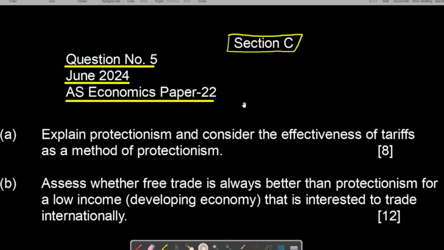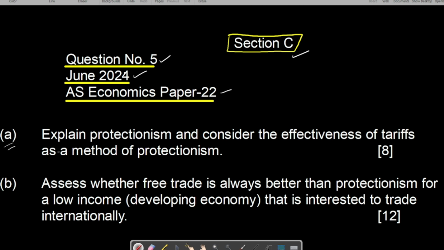So in this class I'll be discussing question number 5 of the June 2024 exam series, and this is from macroeconomics section C, and the exam was for AS paper 2 and variant 2. And question number 5 was like, this statement is generated after getting feedback from the students, so there may be a little variation in the actual exam paper.